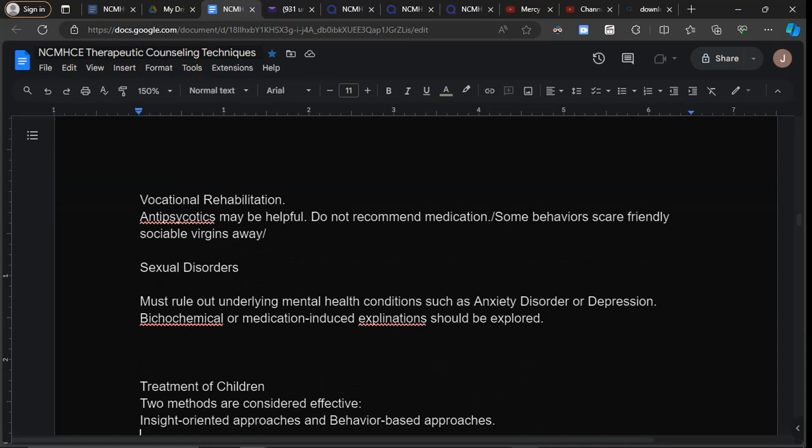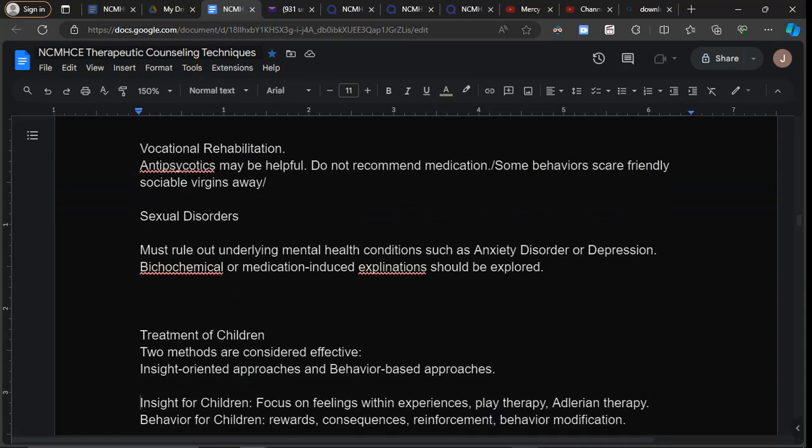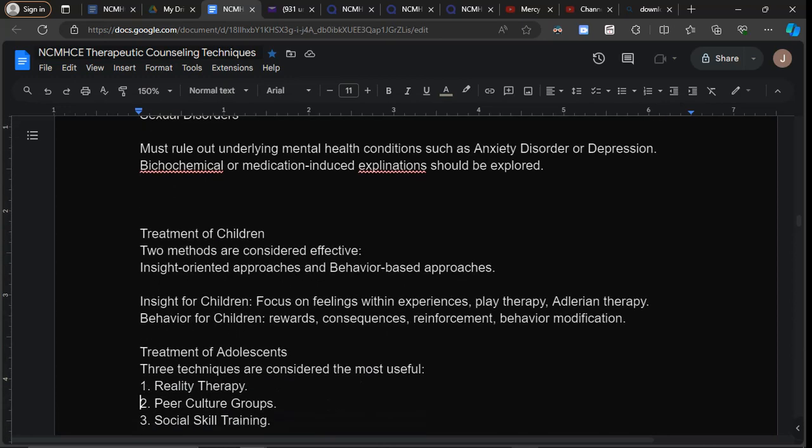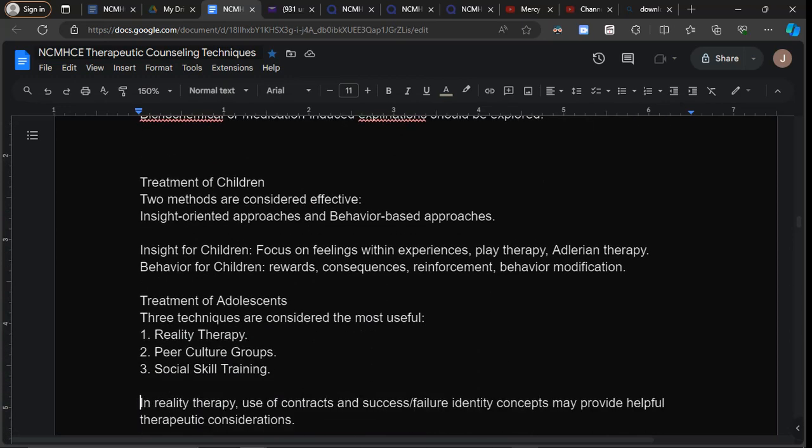Sexual disorders: must rule out underlying mental health conditions such as anxiety disorder or depression. Biochemical or medication-induced explanations should be explored. Treatment of children: two methods are considered effective, insight-oriented approaches and behavior-based approaches.